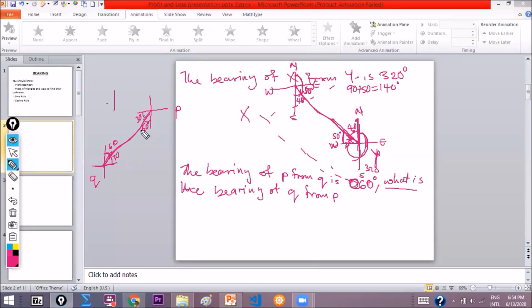Now the questioner asks us, what is the bearing of Q from P? So the bearing of Q now from P will be from this north, our true north, down to this particular place, right? And we know this as 60. From here to here is what? 180. So we have 180 plus what? 60, which is equal to what? 240 degrees. Okay, so now this is the first step in bearing.